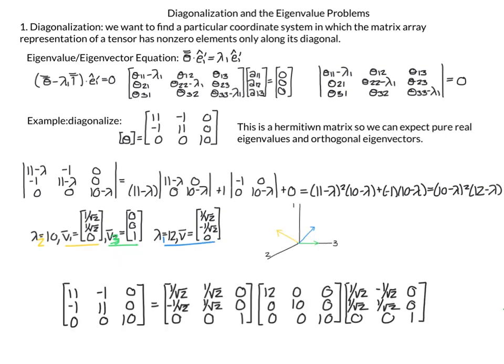So what I have is my original tensor. Reading the columns, 11, -1, 0; -1, 11, 0; 0, 0, 10 is equal to my transformation matrix. So I need my first eigenvector, that's the blue. So that's going to be 1 over square root of 2, minus 1 over square root of 2, 0. Then I'm going to go to my yellow eigenvector, 1 over square root of 2, 1 over square root of 2, 0. And then finally my green eigenvector, 0, 0, 1. This transformation matrix times my diagonalized matrix. So first I need my blue eigenvalue, which is 12, 0, 0.